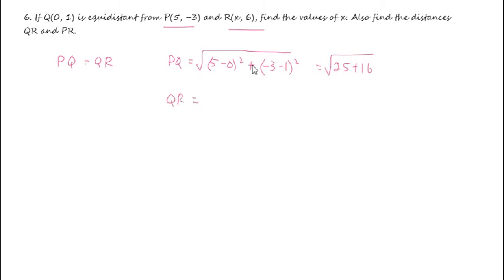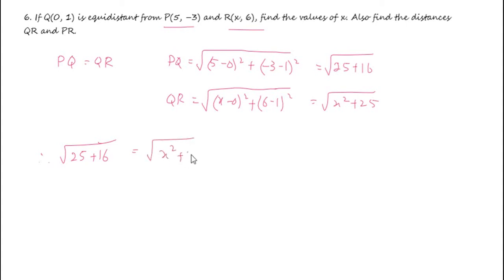equal to, Q is x1, y1, R is x2, y2, so it is square root of (x minus 0) whole square plus (6 minus 1) whole square. So this becomes square root of x square, 6 minus 1 is 5, so plus 25. Now Q is equidistant from P and R, therefore PQ is QR, therefore square root of 25 plus 16 is equal to square root of x square plus 25.